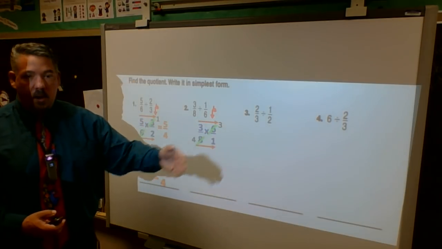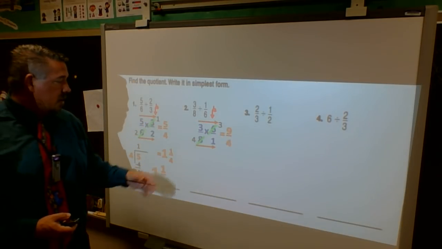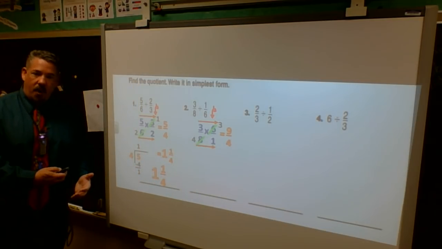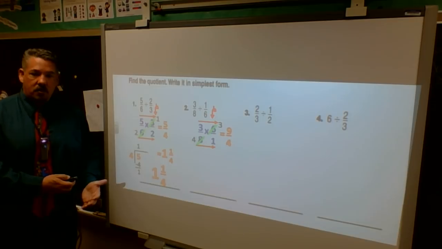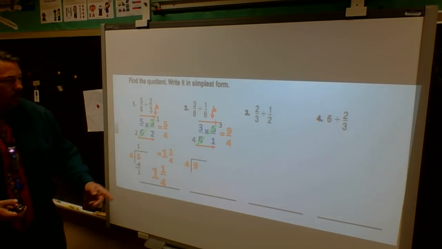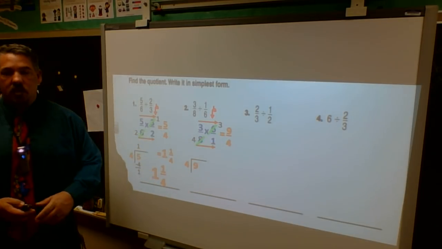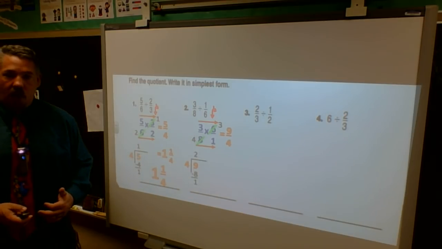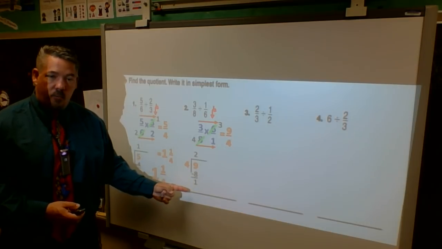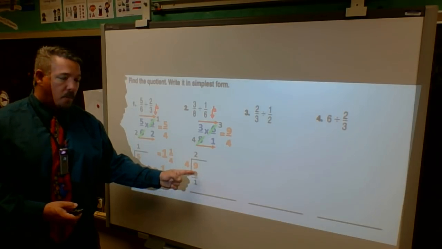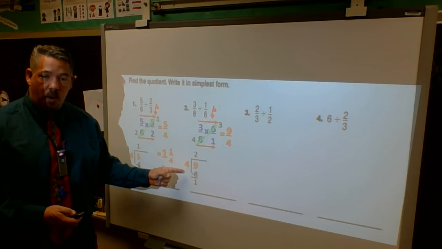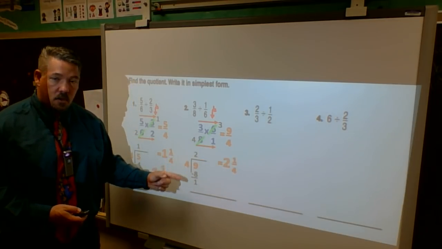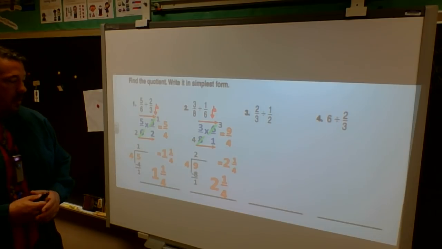So I multiply across. 3 times 3 gives me 9. 4 times 1 gives me 4. Still an improper fraction. So I still have to divide to get what my mixed number is. My top number will still go inside my division box. 4 goes into 9 2 even times, which gives me a remainder of 1. My remainder is my numerator. My divisor is my denominator. So I know I'm going to have 2 and 1/4. 2 and 1/4 is my final answer.